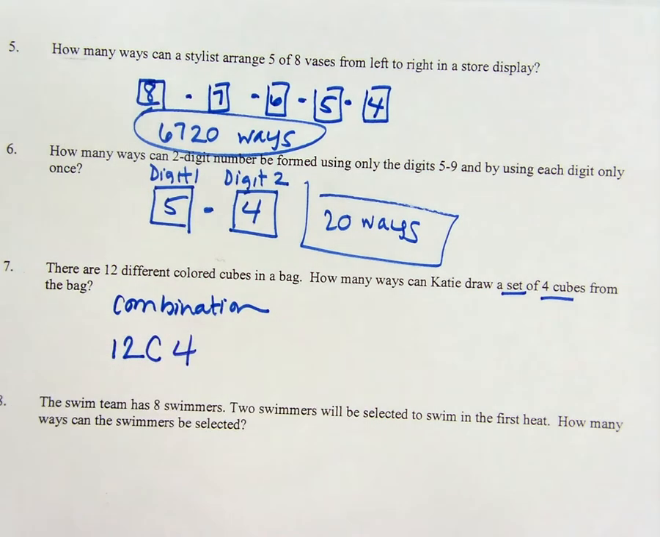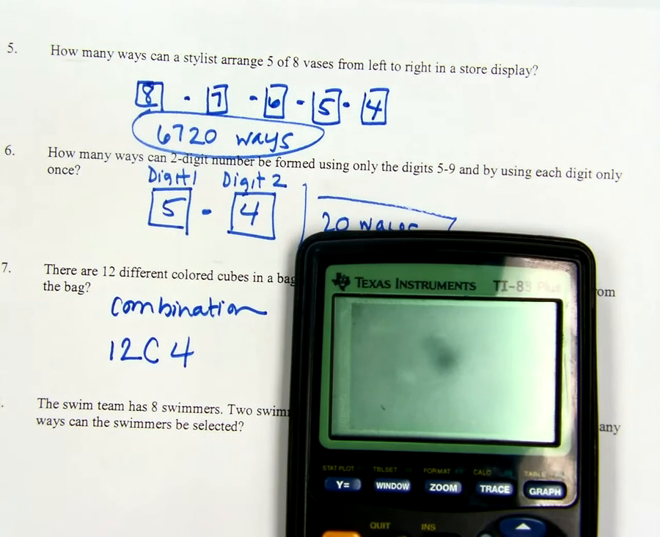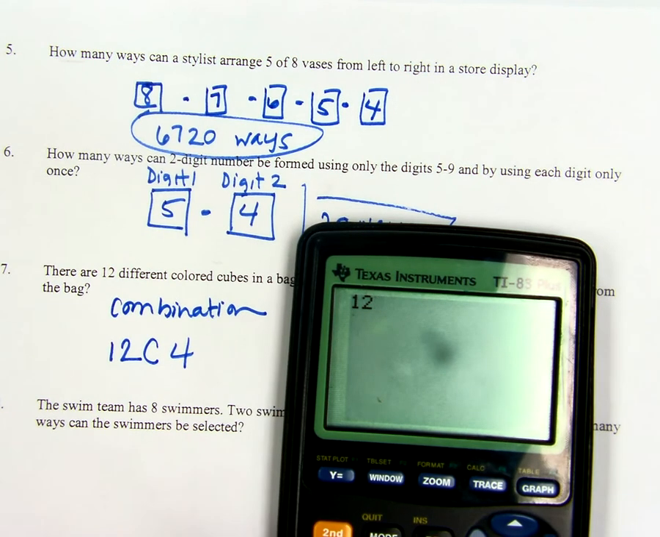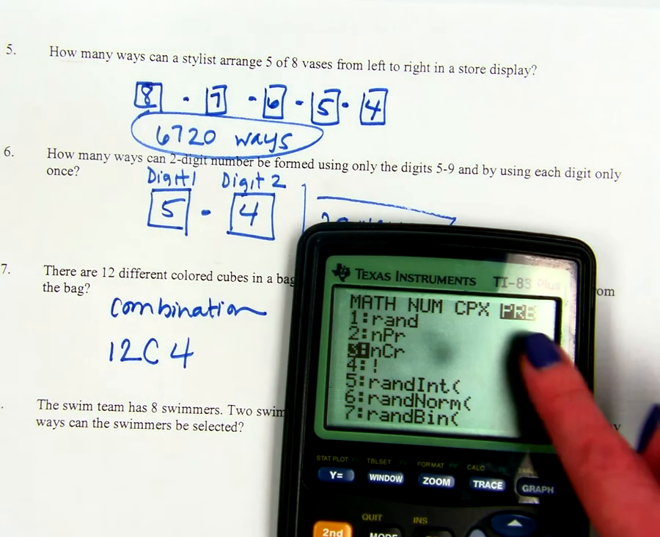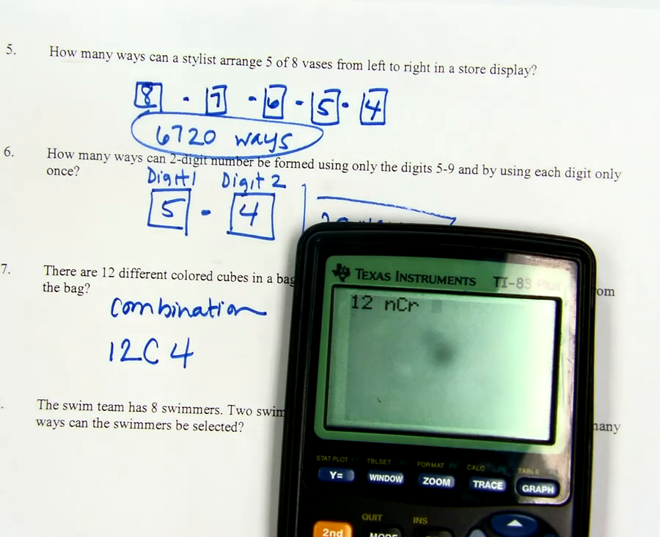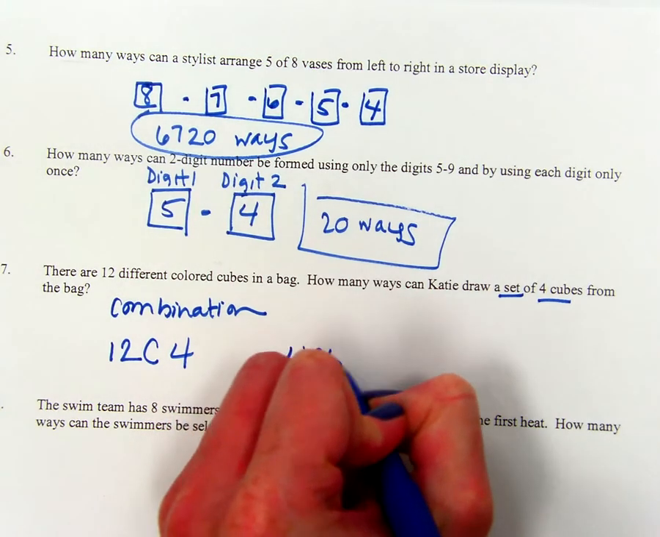So we're just going to type into our calculator 12C4. So we're going to put our 12 in. We're going to arrow over to probability down to our nCr right there, number 3 on that menu. So we have 12, and then we're going to put in our 4. So we end up with 495 different options. So we have 495 different combinations there.